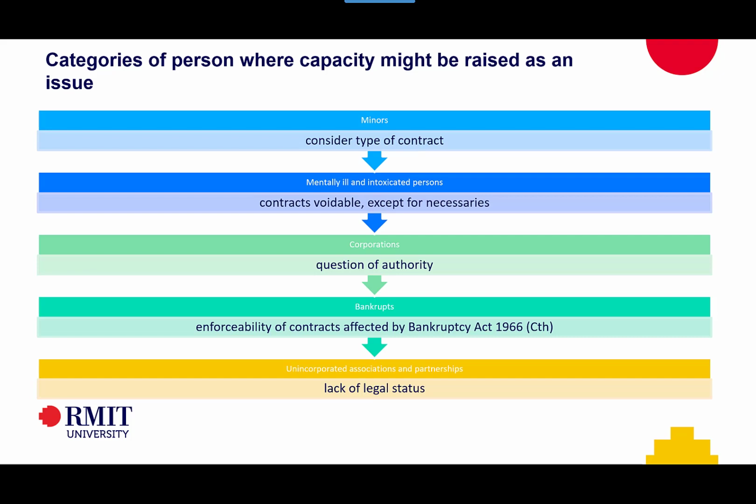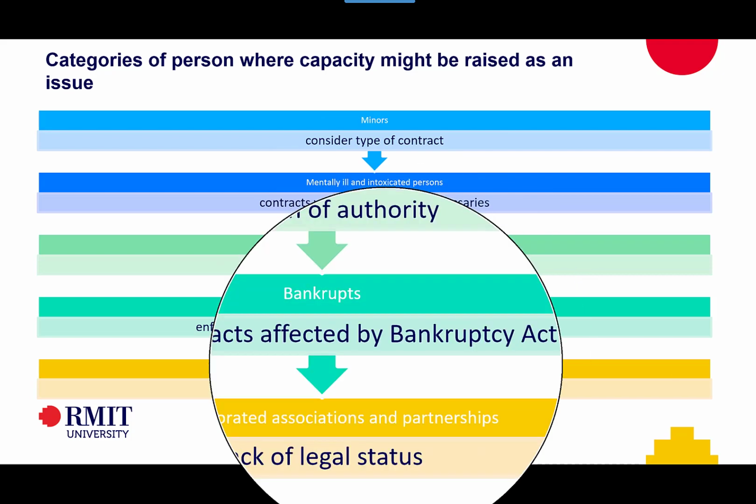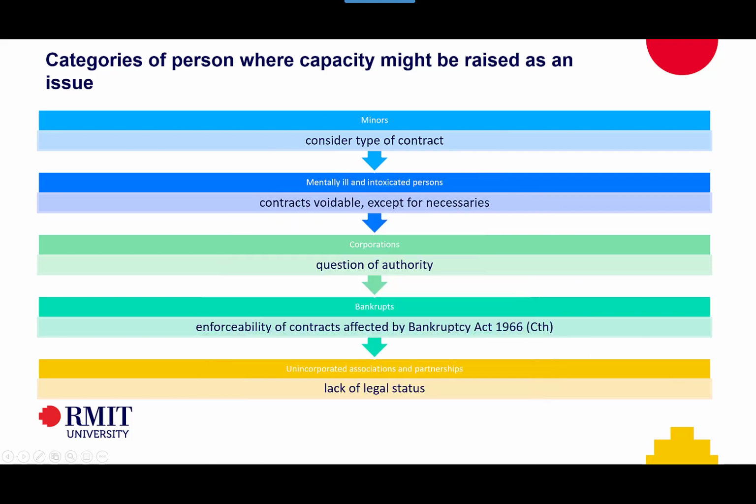And what about an unincorporated association or a partnership? Can they enter into contracts? Do they have capacity? The slide, I'm hoping, will help you with the words lack of legal status. So the short answer there is no.